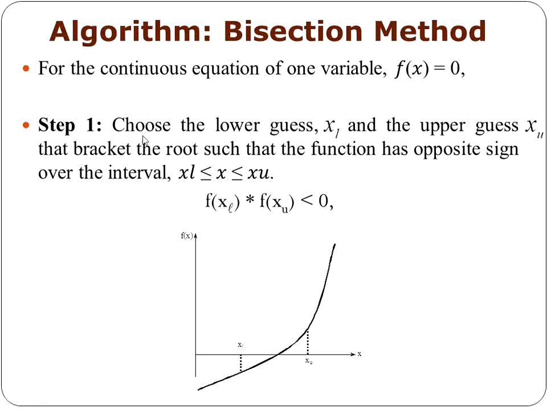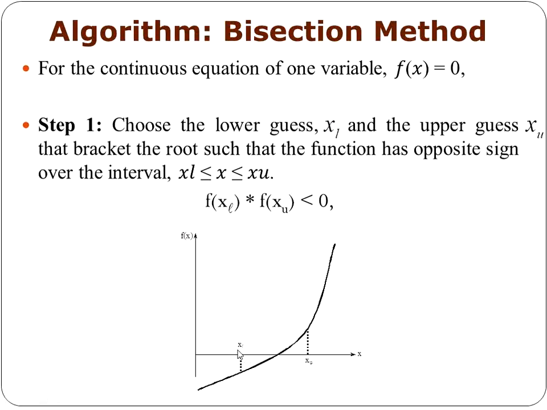Now in step 1, you have to choose the guesses, that is the lower guess xl and the upper guess xu, that bracket the root. It is very important. You have to guess values which bracket the root. Suppose you are taking two guesses and you have to check whether the guesses are correct or not. You can check by using this formula: if the product of these two functions, f of xl into f of xu, is less than 0, then you can say your initial guesses are correct.